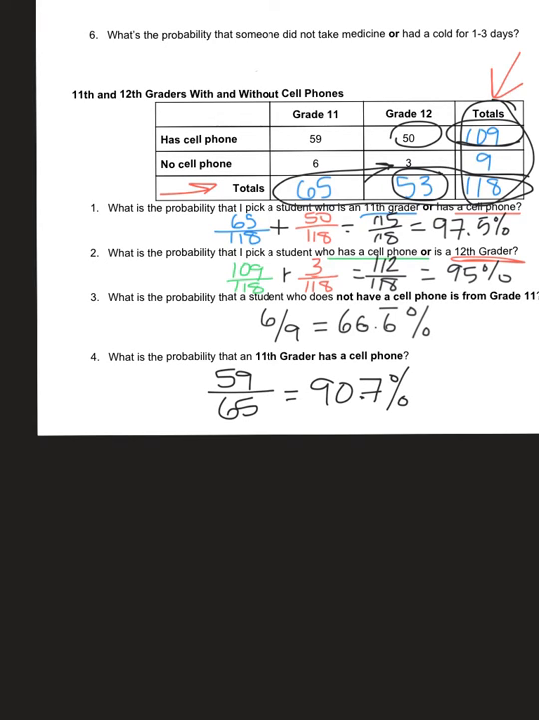And then our last 2, change it back to what we were doing before. We only wanted to know the probability that a student who doesn't have a cell phone is from 11th grade. Sorry, we look at just those who don't have cell phones. That would be 9 of them. 6 of them are from the 11th grade, so 6 out of 9 turns into 66%. And something similar for 11th grade that has a cell phone. We see that 59 out of 65 of them had a cell phone.